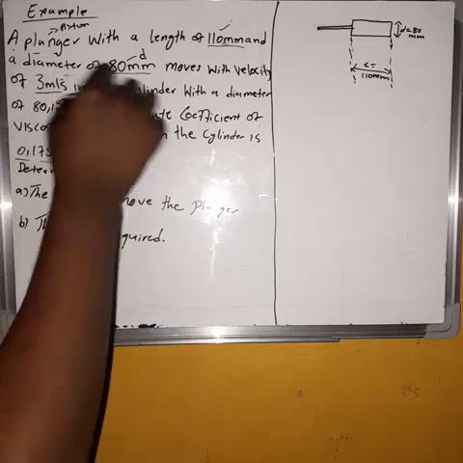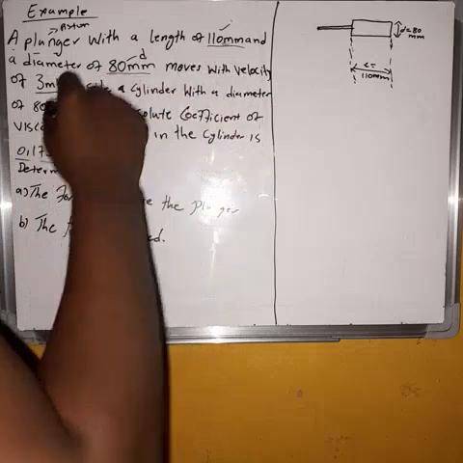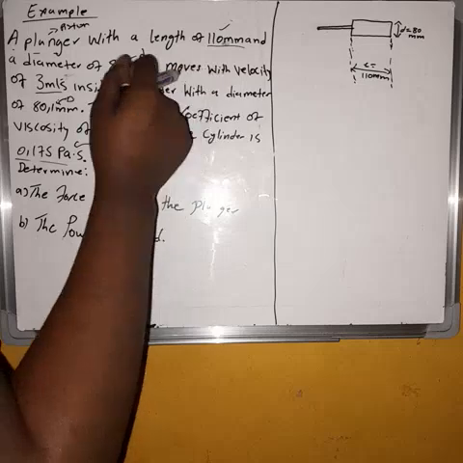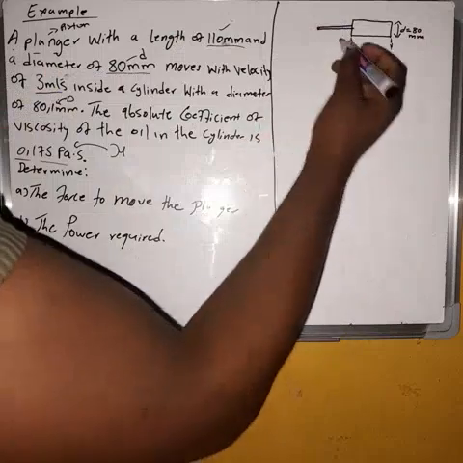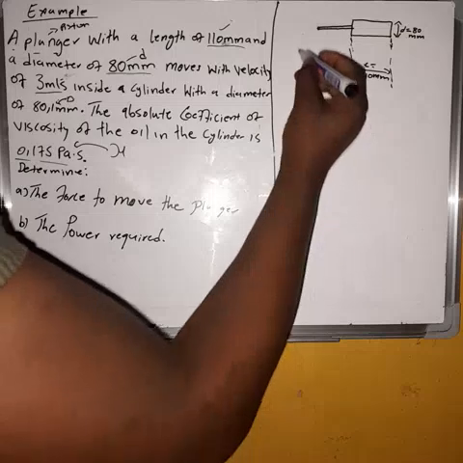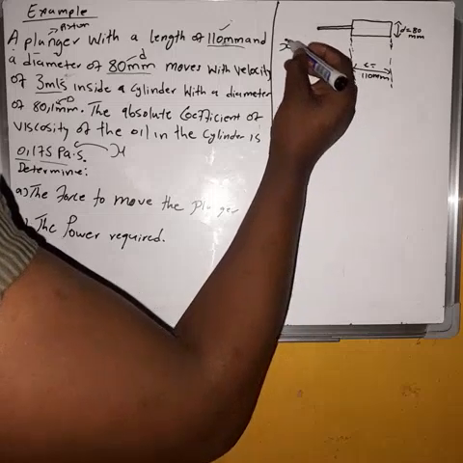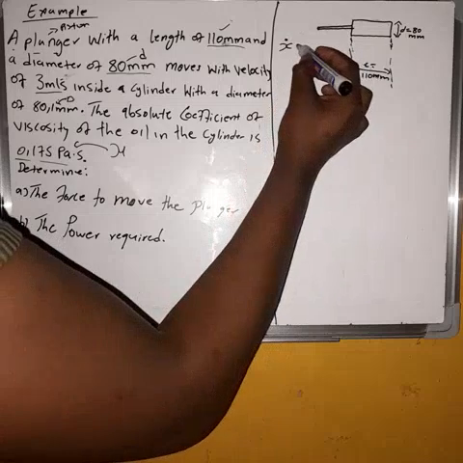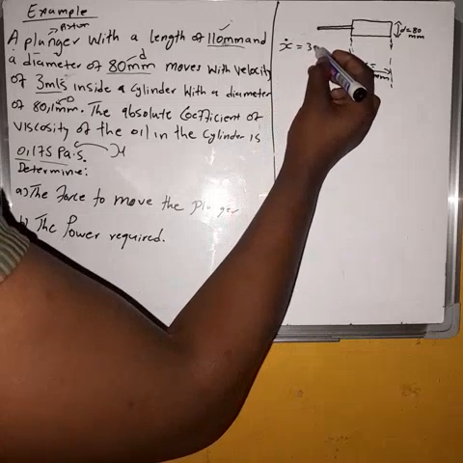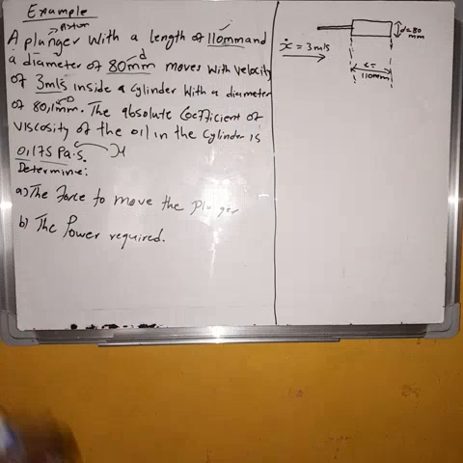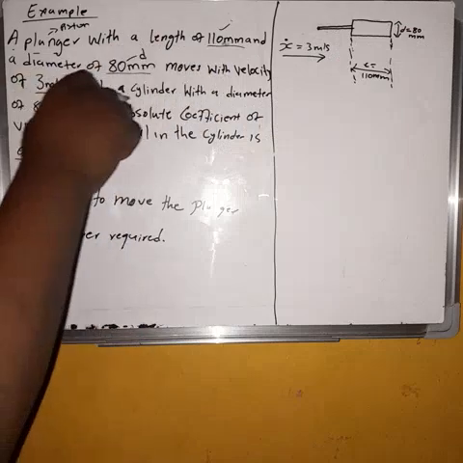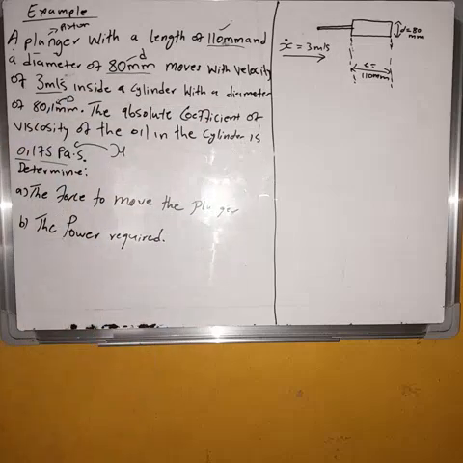Now it says it moves with a velocity. That means it's moving. I can say this piston is moving in that direction, and the velocity is represented by x dot. It's moving with 3 meters per second. Now this piston moves inside the cylinder. We have a cylinder.